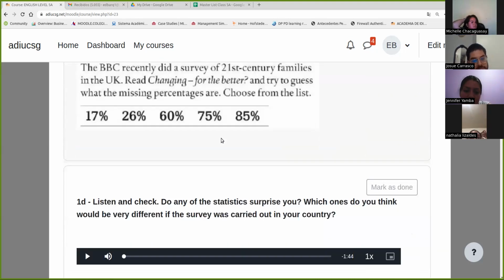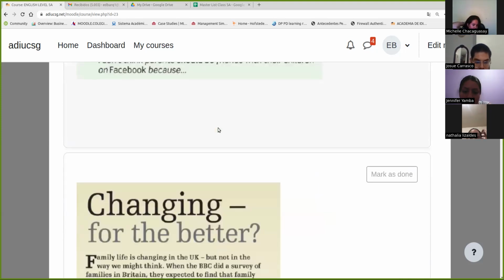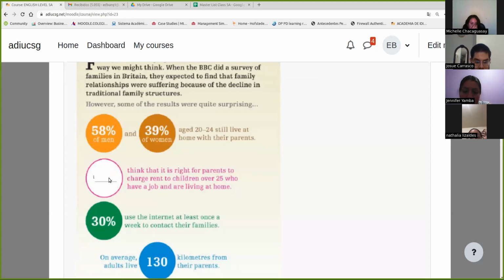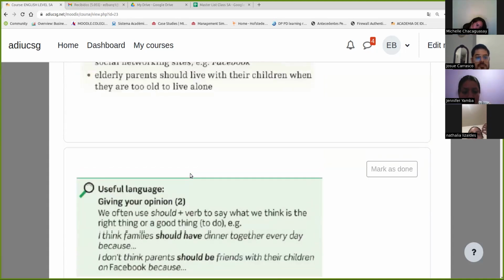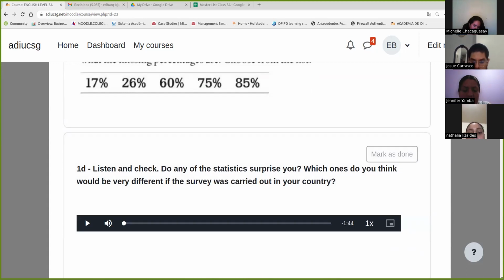All right. So what comes next is that we are going to listen and check if the statistics that I believe it was Lorena proposed for the pink data is correct. I believe she said 26. So let's analyze and see if that was correct.